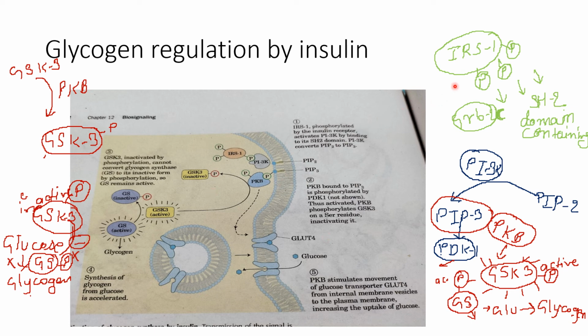Understood? See, the whole process is active with the help of IRS1. Once IRS1 is active, it activates SH2 domain containing enzymes. One example is GRB2, another example is PI3K, which also contains an SH2 domain, and this enzyme converts phosphatidylinositol bisphosphate into triphosphate that binds to PKB, and PKB will phosphorylate GSK3. Once GSK3 is phosphorylated, it will not phosphorylate glycogen synthase. So glycogen synthase continuously stays active and continuously converts glucose into glycogen. By that, insulin is regulating our metabolism.